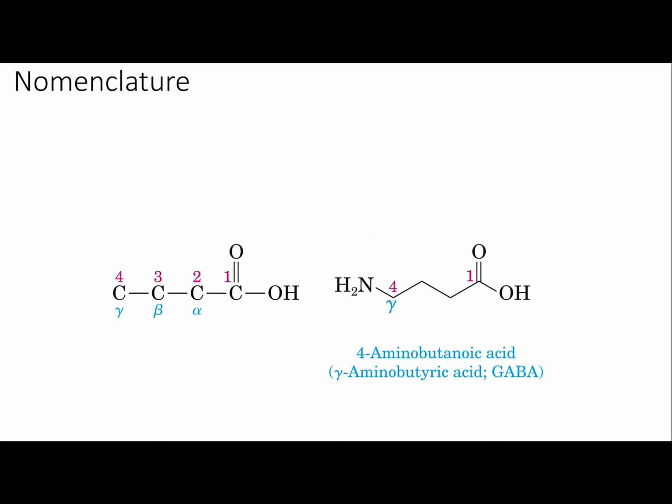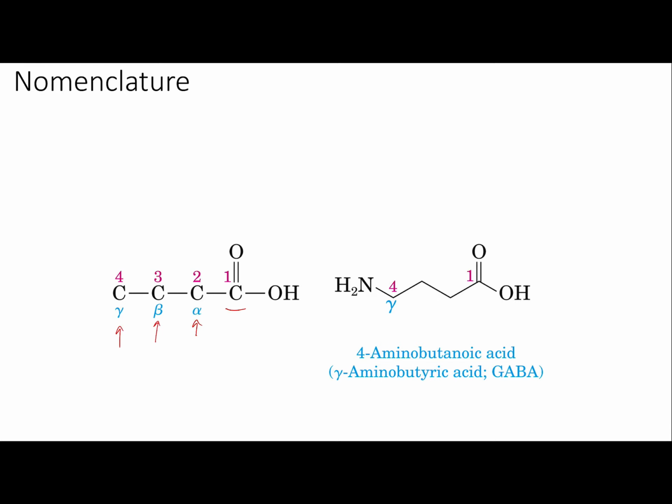Anyways, for common names, we use Greek letters and so forth to locate substituents. So you don't have to learn Greek for this, but alpha, beta, gamma is the Greek alphabet, and so the alpha carbon is just the one that's right next to the carbonyl, the beta, the gamma, and so forth.